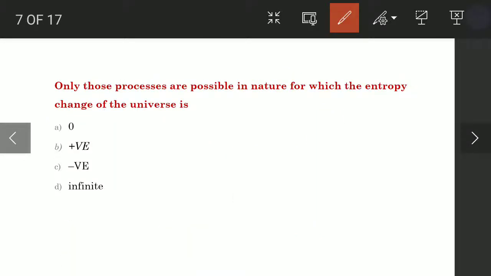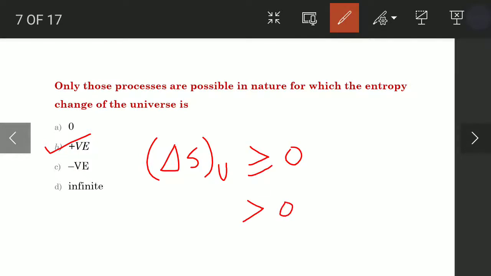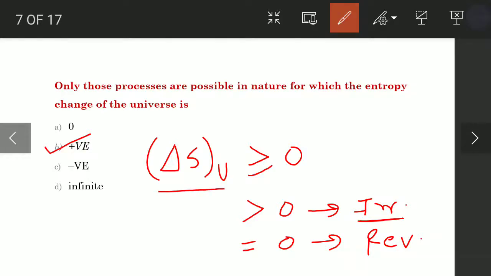Next question: only those processes are possible in nature for which the entropy change of the universe is positive. According to the principle of entropy increase, the change in entropy of the universe is greater than or equal to 0. It is greater than 0 for an irreversible process and equal to 0 for a reversible process. In the universe, whenever a process happens, it must be an irreversible process, and for an irreversible process the change in entropy of the universe is greater than 0. It means it is positive.